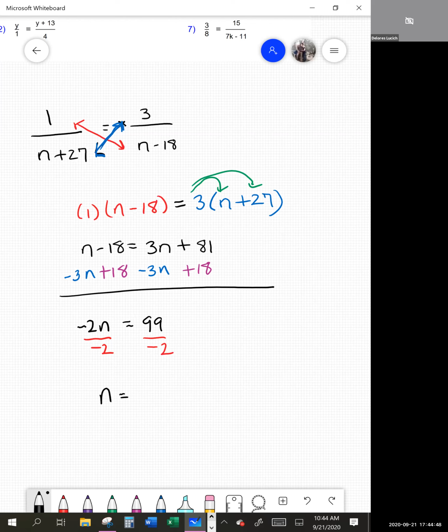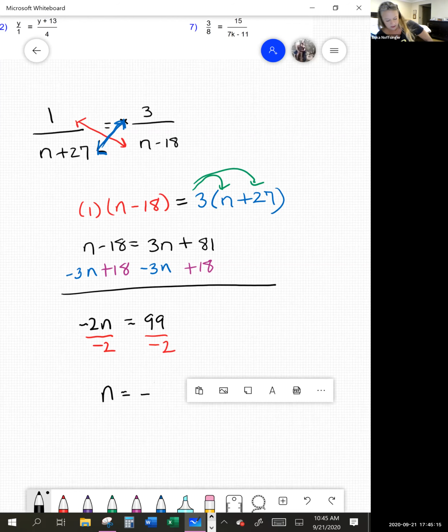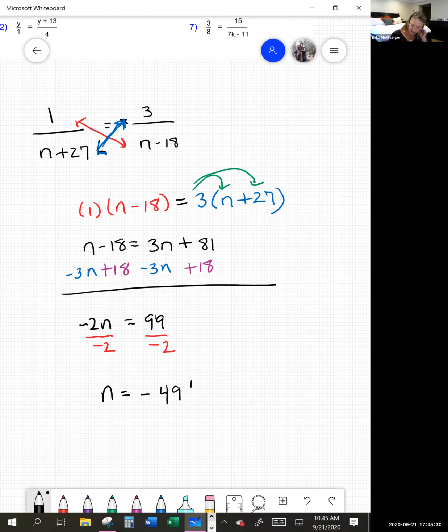Now we gotta work. So we have n is equal to 99 divided by -2. And so a positive over a negative is negative. And 2 goes into 99, that goes in there 4 times. So that would give me 8. So this would give me a remainder of 1. That goes in there. 2 goes into 19 9 times. So this is -49.5.